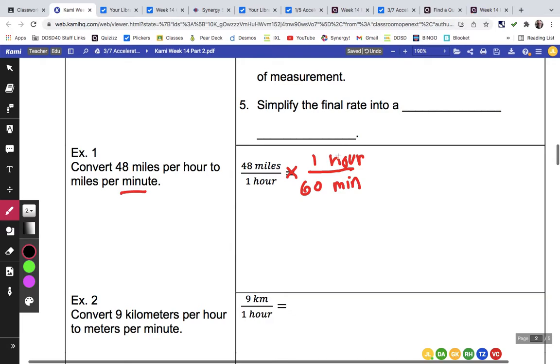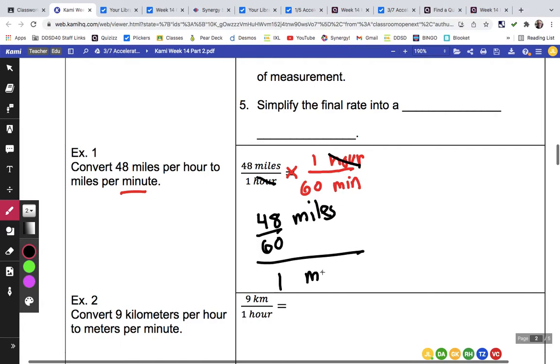Because hour is a numerator here and a denominator here, we can just cancel it out. Hour divided by hour is 1. That leaves us with 48 times 1, and then 1 times 60. We still have miles, and this is going to be in 1 minute.